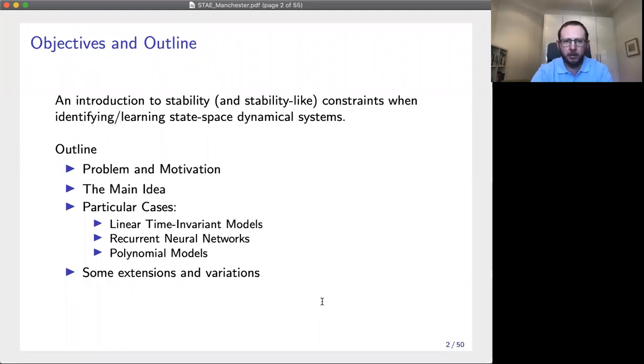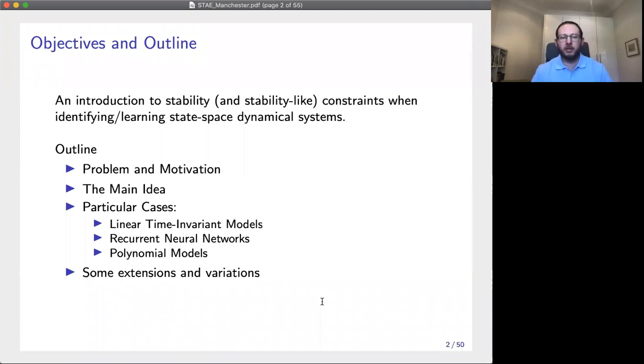Then through a fairly simple example, I'll walk through the main idea that underpins our approach, which draws together a few ideas from robust and nonlinear control, but might be a slightly unfamiliar combination of them to some. Then I'll go through a few particular cases of models that you might want to impose stability on while you're doing system identification. So starting with the gentlest case of linear time invariant models, then moving on to recurrent neural networks and polynomial models.